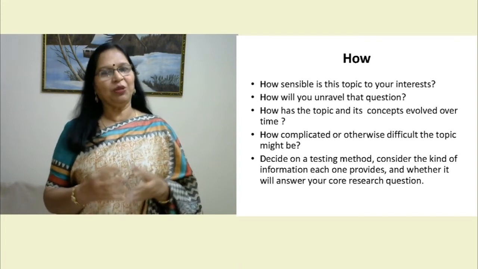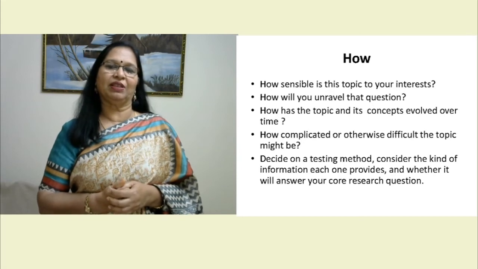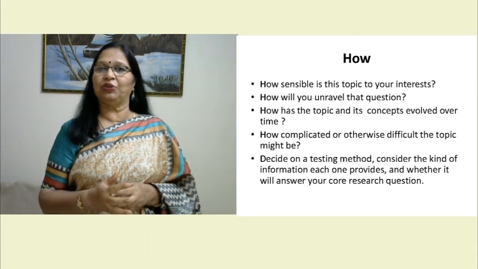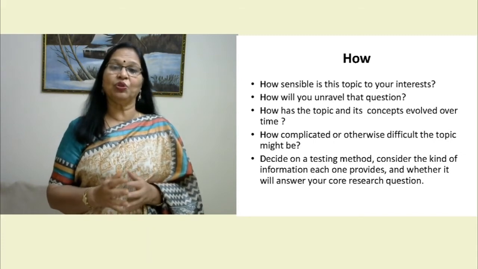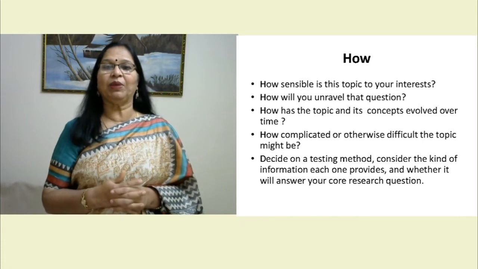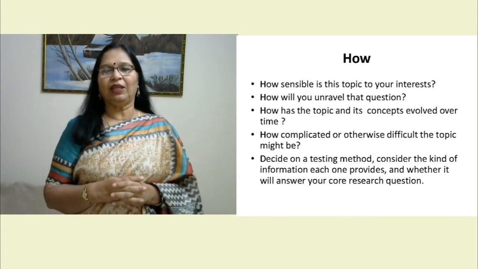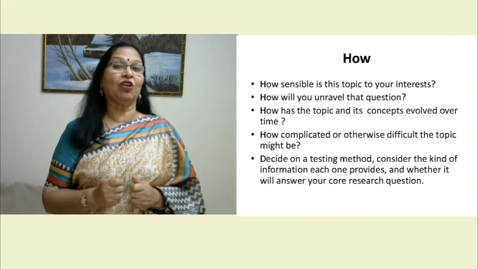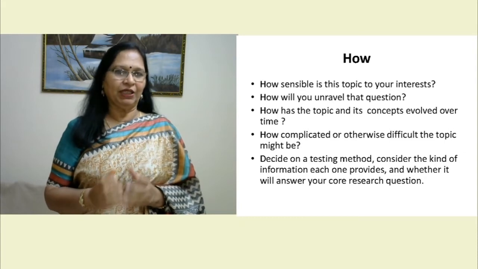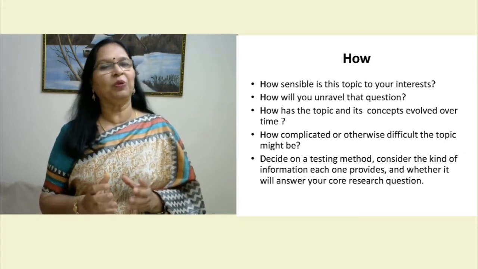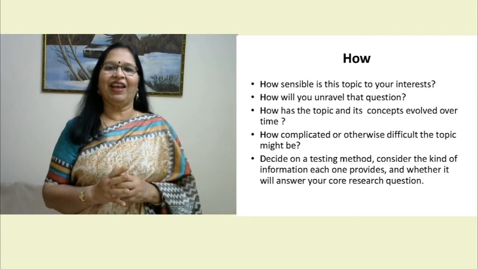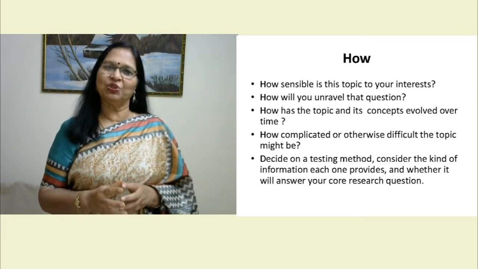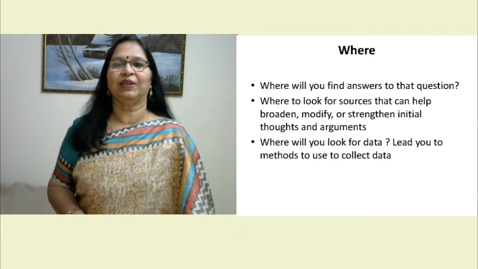Decide on a testing method. So immediately from that will come your testing method. How are you going to test the data that you're going to collect? How are you going to collect your data? What is the method that you're going to use? This should tell you to consider the kind of information each question provides to you. Write this down. You debate within yourself, you argue within yourself. You will find that there are very conflicting answers that will emerge. But these conflicting answers will make you clearer and clearer, and whether it will answer your core research question. So this how should also answer the basic research question.